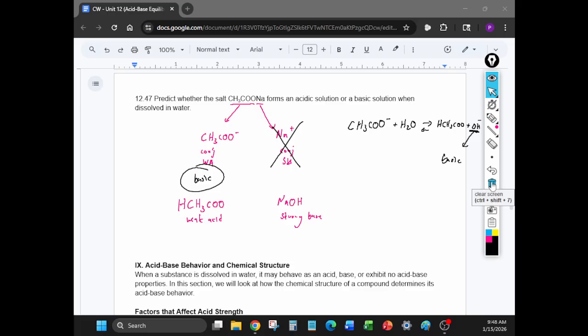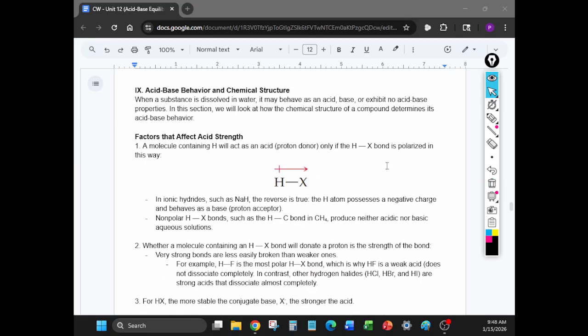All right, so that's it for common ion effect. Next, we're going to look at how the actual chemical structure of an acid or base affects the strength of the acid or base. And it really pulls different concepts that we've already learned. So this shouldn't be too difficult.